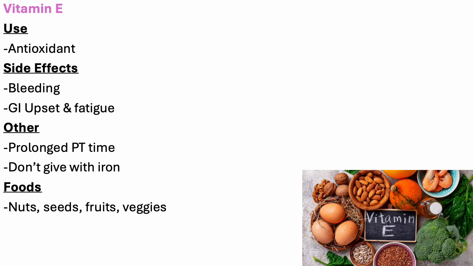Vitamin E, used as an antioxidant, so it protects our cells from damage by free oxygen radicals, which prevents hemolysis. Side effects are going to be bleeding, GI upset, and fatigue. Other things with this vitamin is it causes a prolonged PT time where it takes longer to clot, and you don't want to give vitamin E with iron because iron could interfere with vitamin E absorption. Foods are going to be nuts, seeds, fruits, and vegetables.